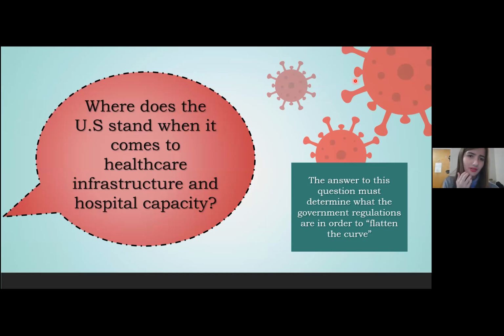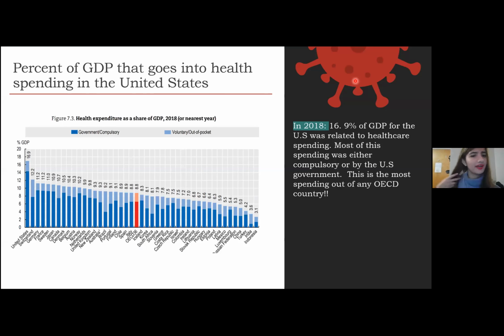So that begs the question of where the US stands when it comes to infrastructure and hospital capacity. And the answer to this question will really determine what government regulations are suited to flatten the curve. So here is a graph by the OECD showing the percent of GDP that goes into health spending in different countries. And if you can see here, the United States is the country that spends the most in healthcare out of any OECD country.